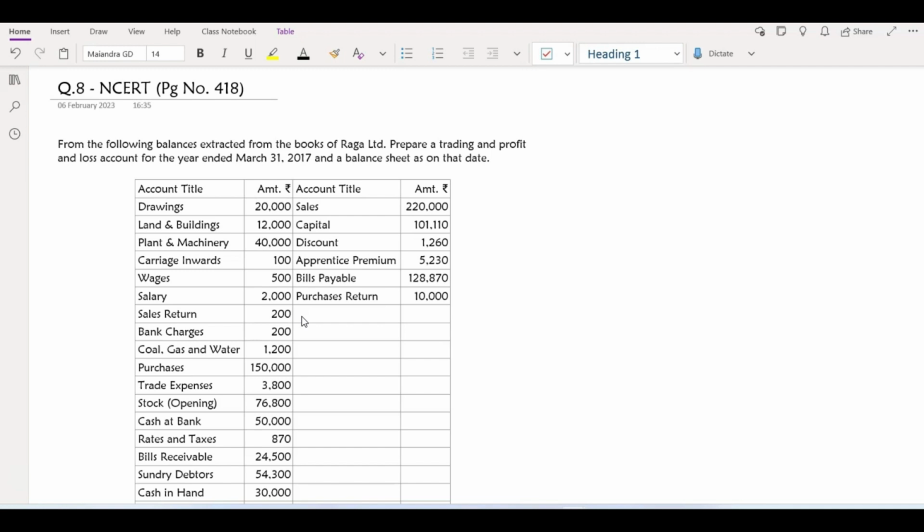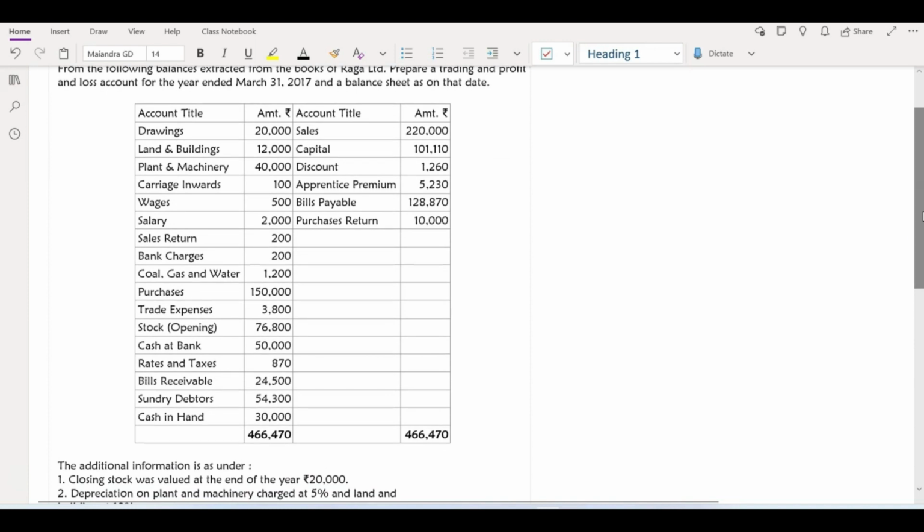From the following balances extracted from the books of Raga Limited, prepare a trading profit and loss account for the year ended March 31st, 2017 and a balance sheet as on that date. So we have been given the trial balance here. I'm going to just go through all the items so that when we solve the question, most of the things will be on the mind, that these were the items that we have to put in our trading P&L and balance sheet.